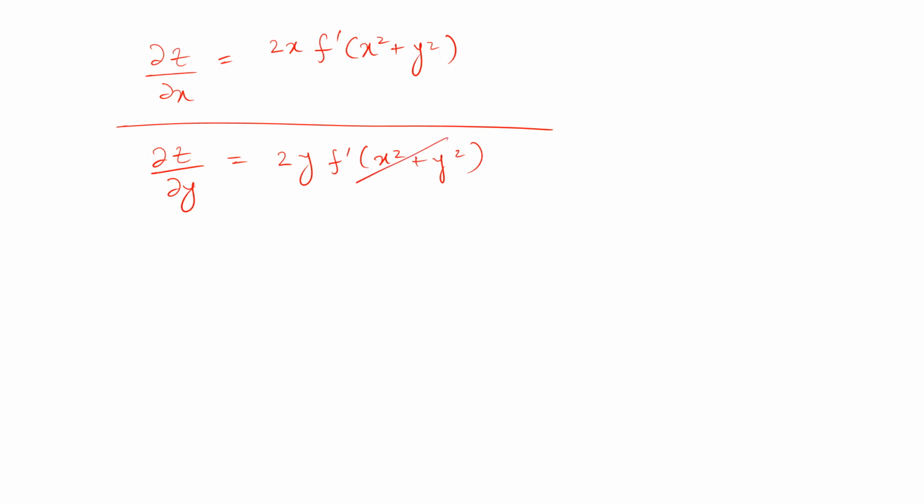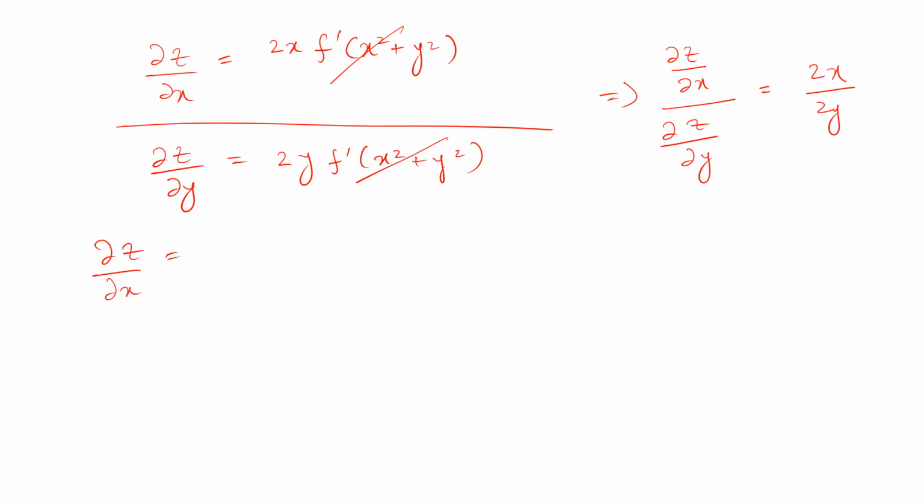So now this will cancel out, and what we will be left with is ∂z/∂x divided by ∂z/∂y is equal to 2x over 2y. So for ∂z/∂x, I can write it as small p, and ∂z/∂y, I can write it as small q. So it will become p over q, that is equal to x over y.